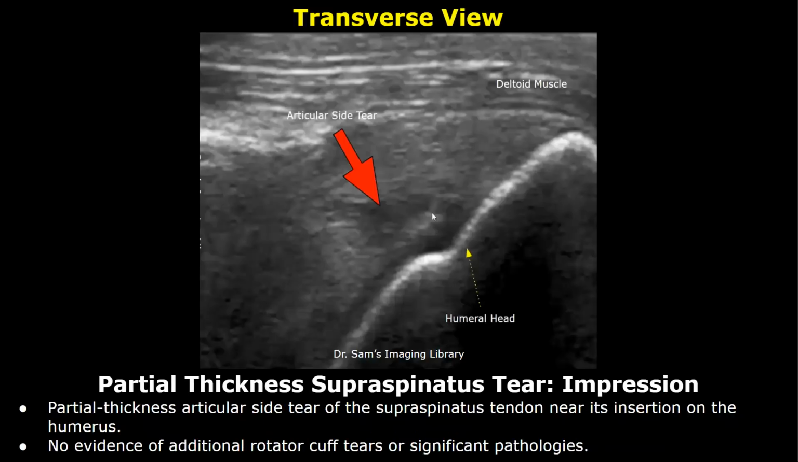This is the impression, partial thickness articular side tear of the supraspinatus tendon near its insertion on the humerus. No evidence of additional rotator cuff tears or significant pathologies.